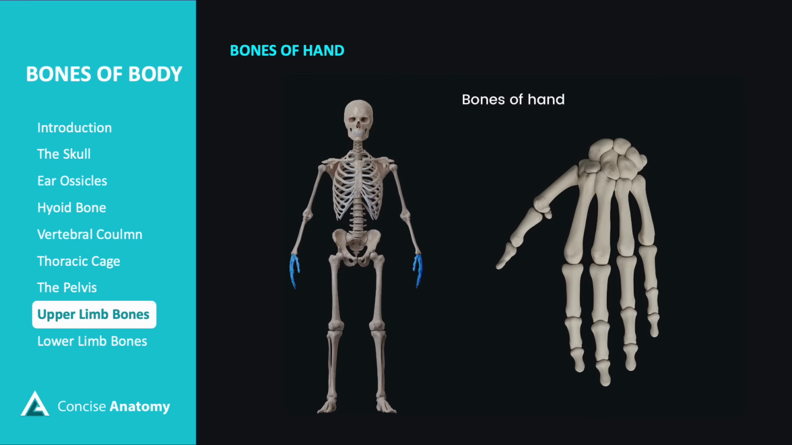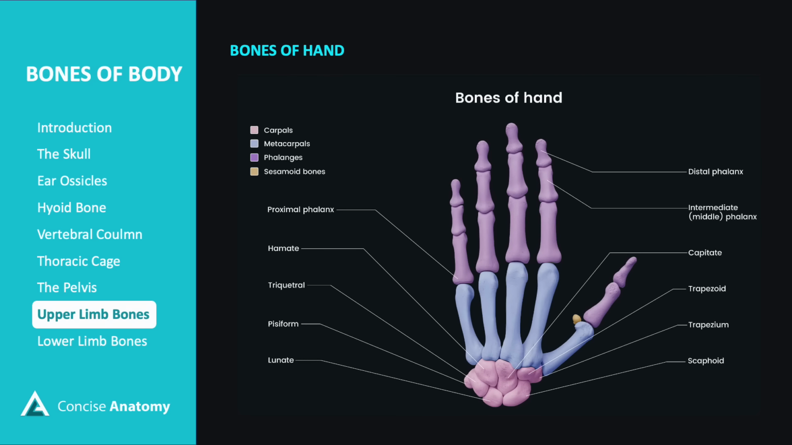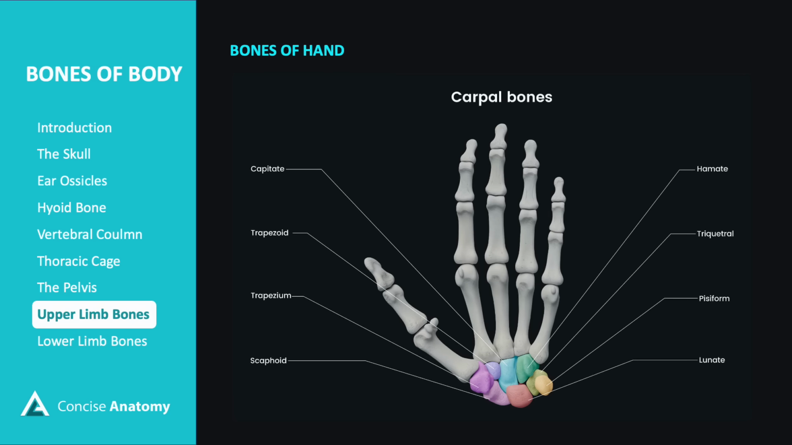Let's now talk about the bones of the hands. There are as many as 27 of them in each hand. The bones of the hand include the 8 carpal bones shown in pink, 5 metacarpals shown in blue, and 14 phalanges shown in purple. The carpal bones are 8 small bones in the wrist, arranged in 2 rows.